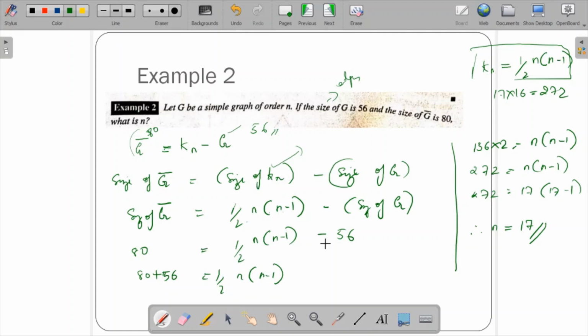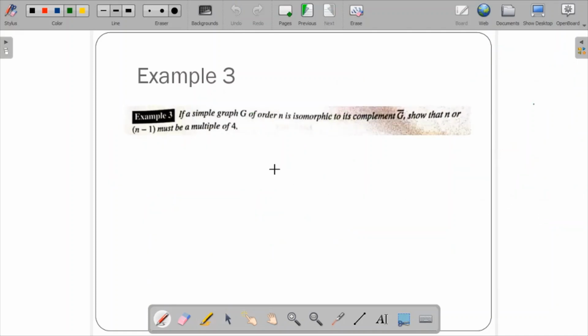I'm just using those formulas and I'm trying to find the value of n. So this is regarding the example 3. Next is regarding the example 3. If a simple graph G of order n is isomorphic to its complement G bar, show that n or n minus 1 must be a multiple of 4.